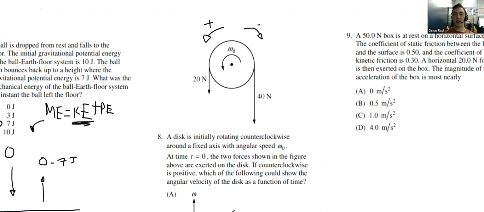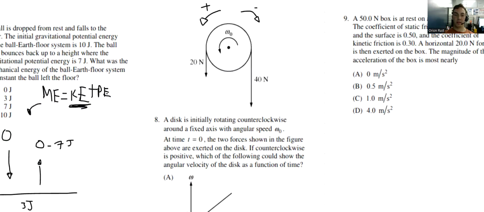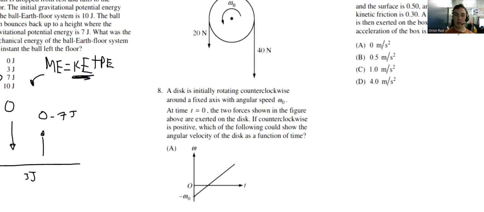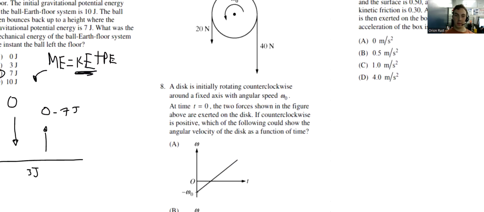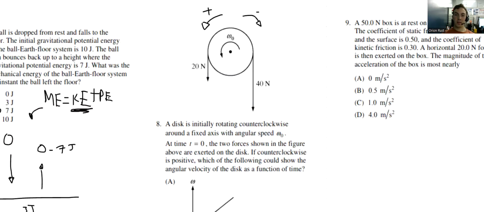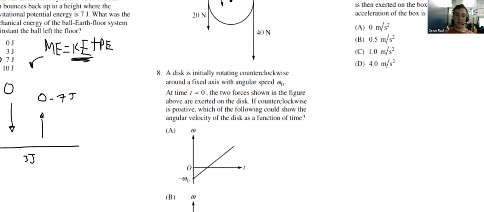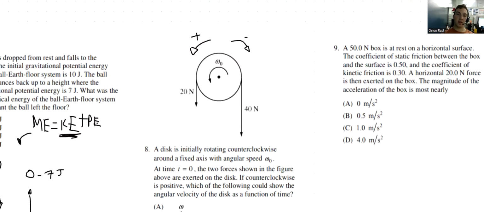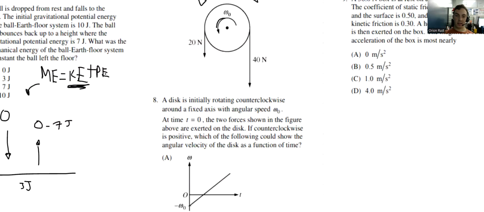Which of the following shows the angular velocity of the disk as a function of time? So this one looks right, right? It's initially starting in this direction, but it's starting negative and not positive. So this isn't right because it initially starts in the positive direction. So we need a graph that starts above the x-axis.